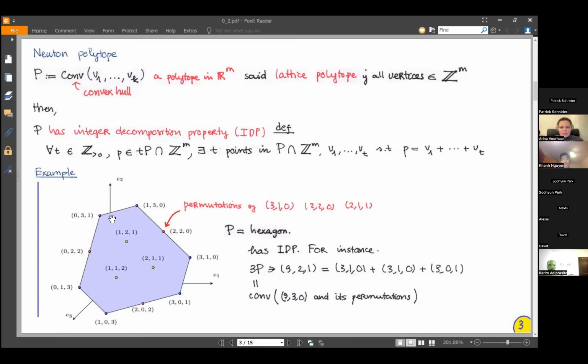And now if I take the convex hull of the 12 points here, I get a polytope, and in this case that is the blue hexagon P. And we can say that P in this case has IDP. For example, I consider 3 times P, and I pick up 921. We can see that we can rewrite 921 as the sum of 3 lattice points. Here I pick up 310, 310, and 301.